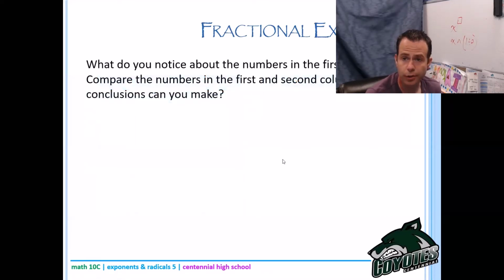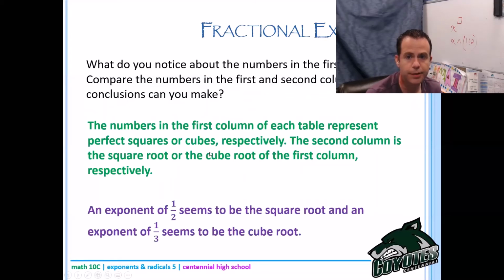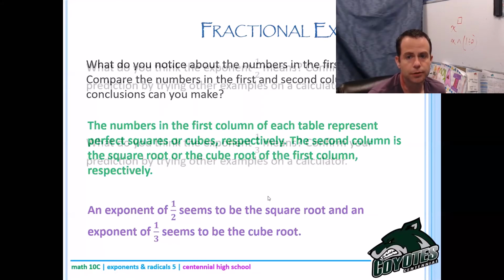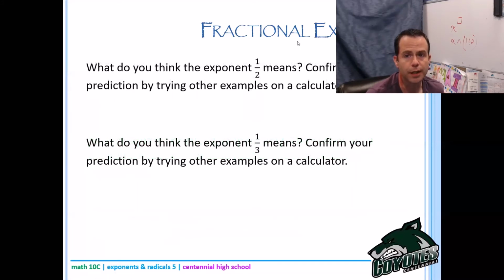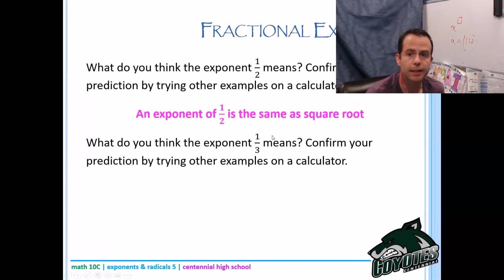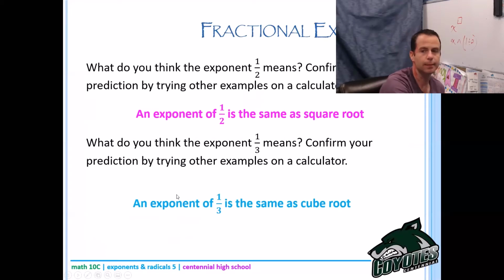So what do you notice? The numbers in the first column of each table represent perfect squares or cubes, respectively. The second column is the square root or the cube root of the first column, respectively. An exponent of 1/2 seems to be the square root, and an exponent of 1/3 seems to be the cube root. So what do you think the exponent 1/2 means? Well, we just said that an exponent of 1/2 is the same as the square root, and an exponent of 1/3 is the same as a cube root.